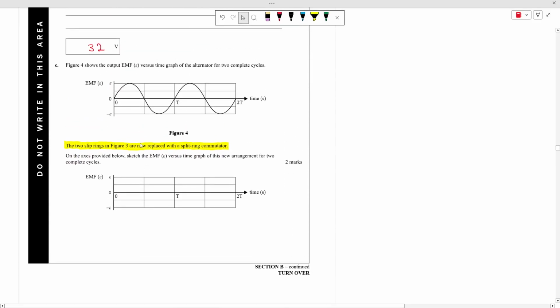It makes your output go from a nice sinusoidal wave to this bumpy looking wave where all the negative portions of your graph sort of flip around to become positive. Okay, so it's going to look the same. It's just now going to have no negative portions. It's all just going to bump around like this.